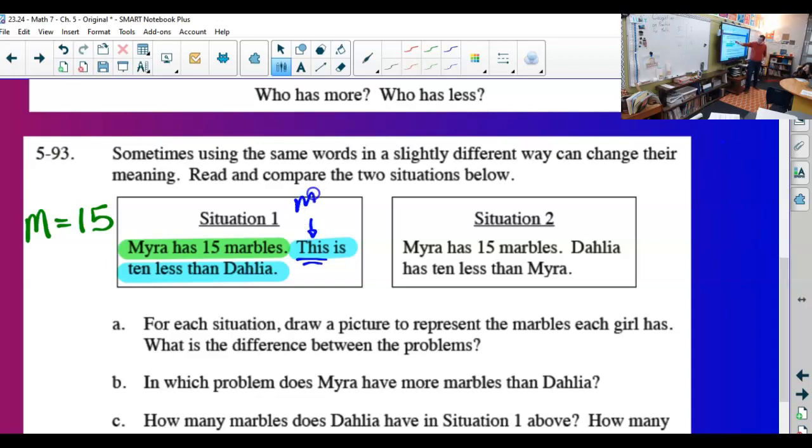Guys, on your paper, this is talking about Myra's marbles. Hopefully she hasn't lost her marbles. Some days I feel like I've lost my marbles. This is talking about Myra's. So Myra's marbles are 10 less than Dahlia. Now, how could I write 10 less than Dahlia?